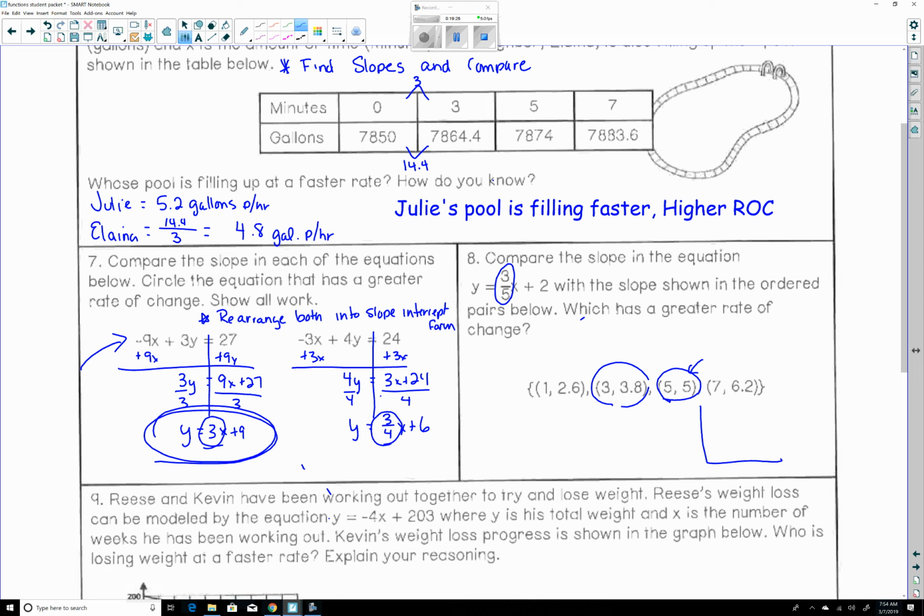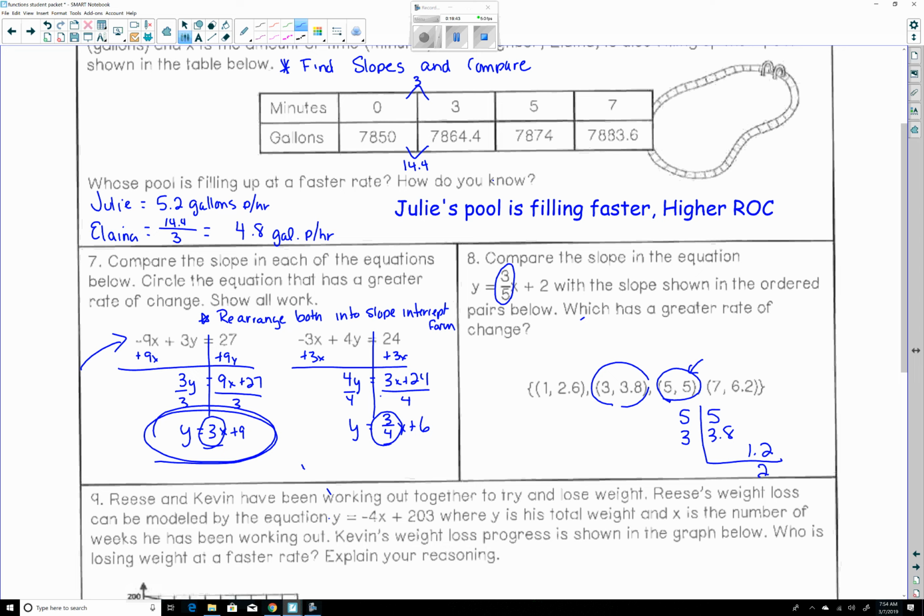So I'm setting up my Larkin L. 5x goes on one side, the y goes on the other of the same point. 3 goes on one side, 3.8 on the other. I'm going to subtract down. I get 1.2. 5 minus 3 is 2.